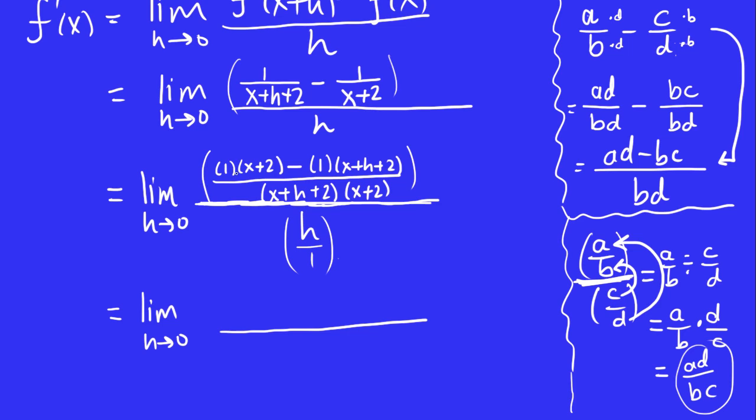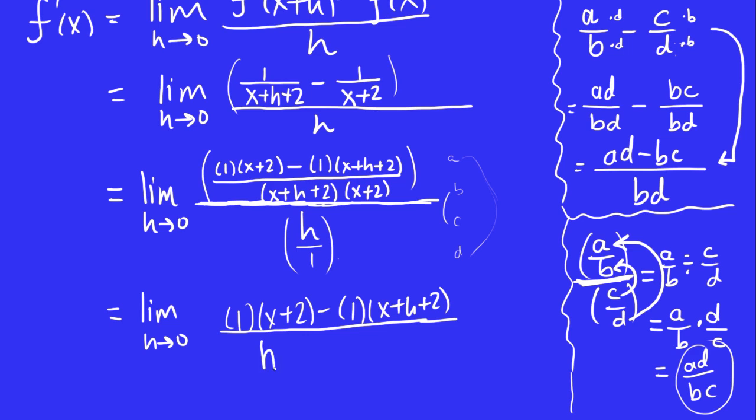So this is kind of like my A up here, my B, my C, and my D, right? So I have to multiply these two. So 1 times all of this stuff, and I'll just leave that, because multiplying by 1 doesn't change anything. And that takes care of the top. And the bottom is just B times C, right? So x plus h plus 2 times x plus 2 times h.